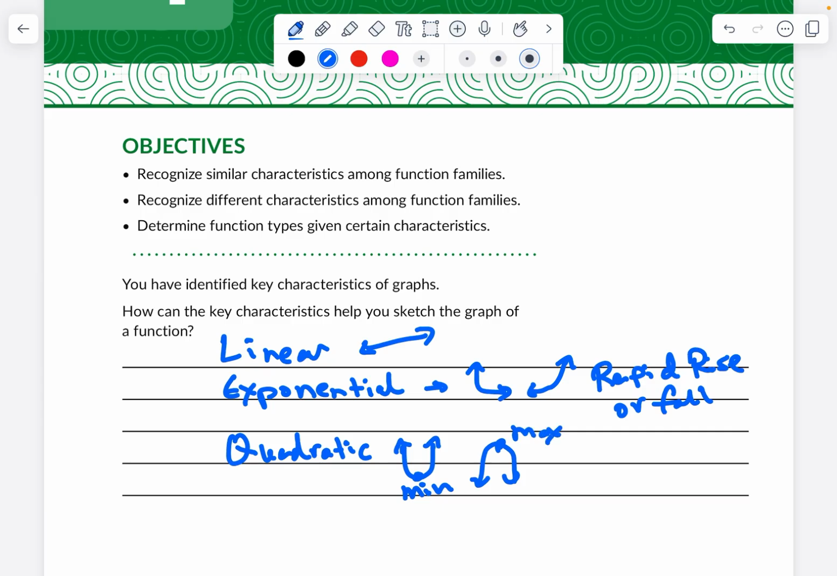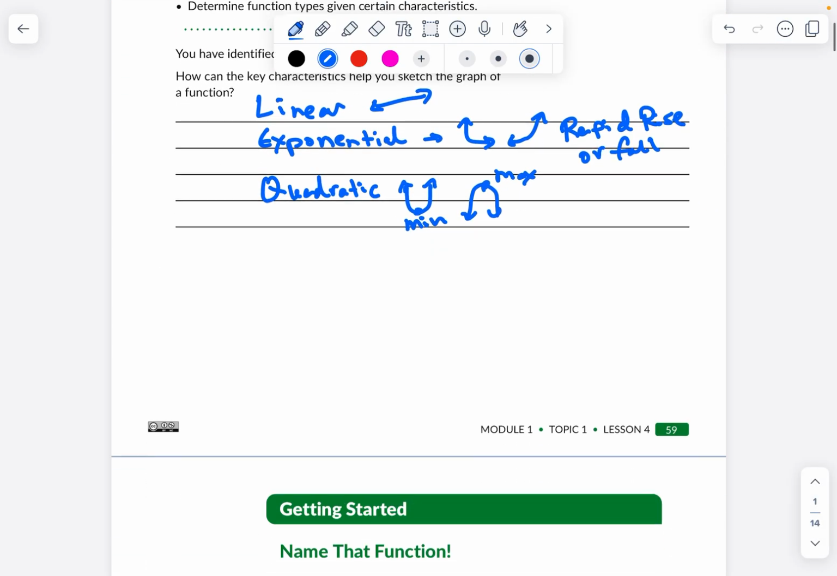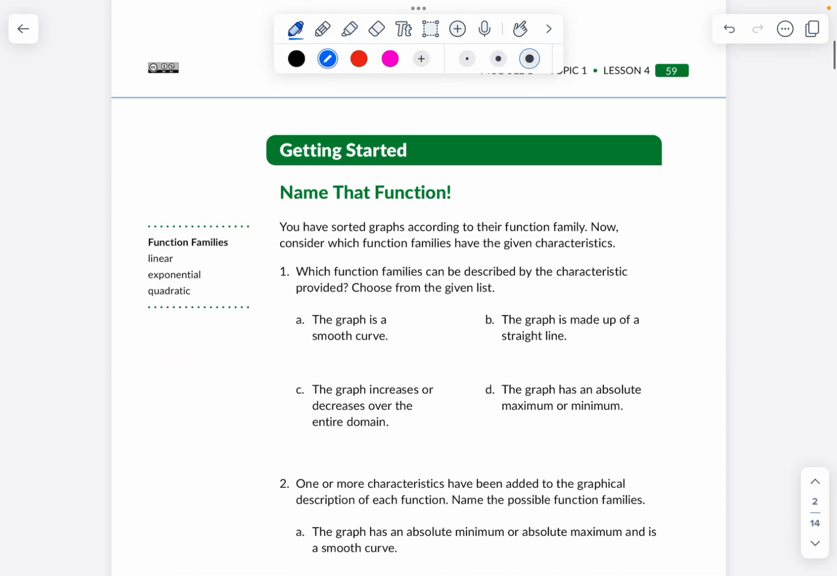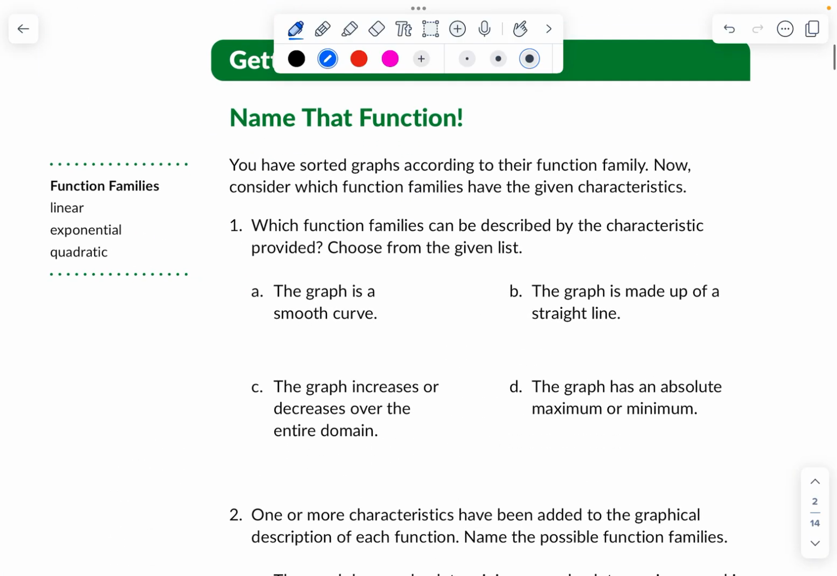So these are some things that you should have picked up on, hopefully from our previous lessons. Okay, we're going to go through some characteristics. I'm going to ask you to pause if you're doing this with a group and discuss and see which ones of the function families would apply to each one of these situations. We've got linear, we have exponential, and we've got quadratic. So you're going to read question number 1, which function families can be described by the characteristics provided. And you can choose more than one answer because more than one of them might work. Go ahead and pause.